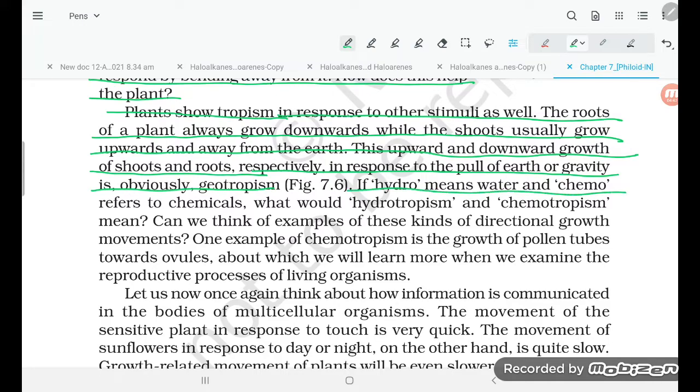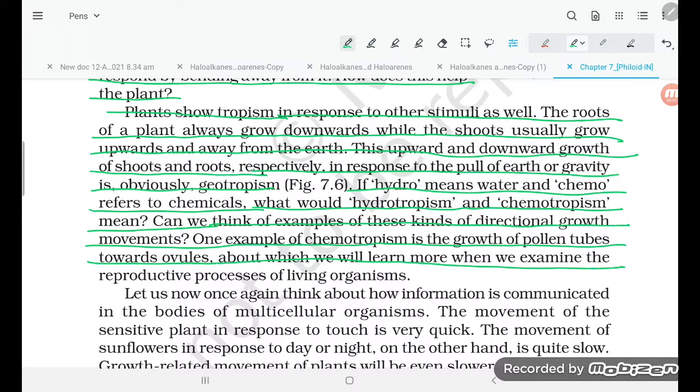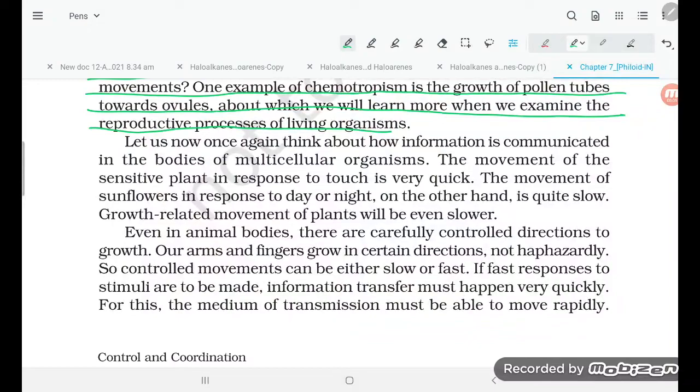If hydro means water and chemo refers to chemical, what would hydrotropism and chemotropism mean? Can we think of examples of these kinds of directional growth movement? One example of chemotropism is the growth of the pollen tube towards the ovules, about which we will learn more when we examine the reproductive process of living organisms.